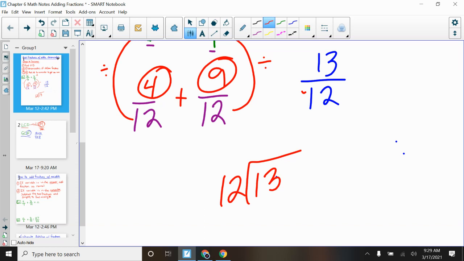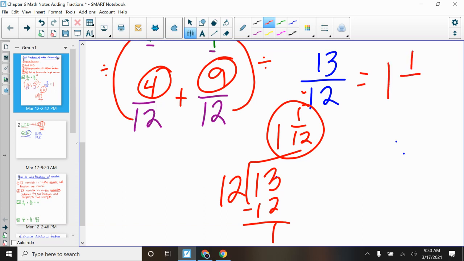So Dominic, first step would be 12 goes into 13. How many times? 1. 1 times 12 is 12. I have 1 left over. What does that 1 become? It does not become my little remainder anymore, but it becomes my numerator, and then the 12 still stays the same. So 13 over 12 becomes 1 and 1/12 as my final answer. Okay? So that's adding fractions.